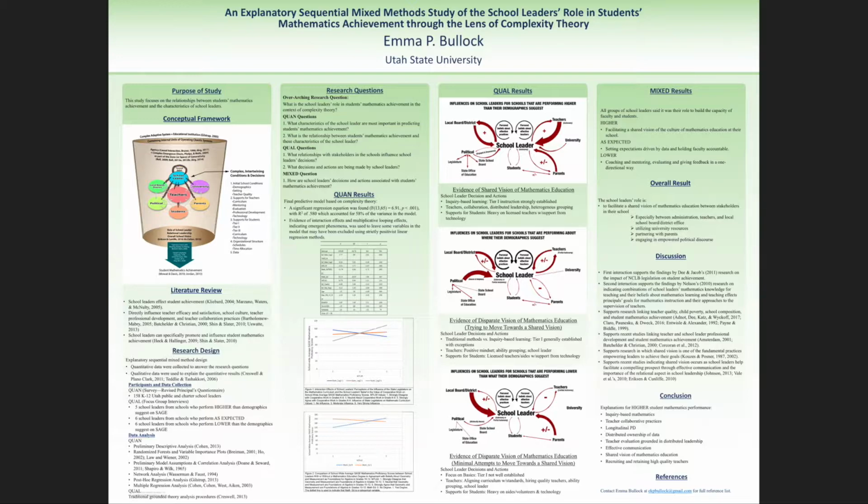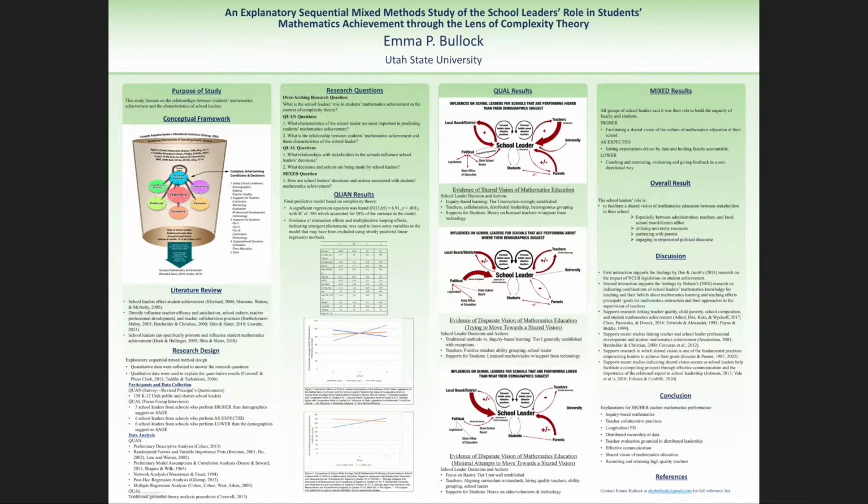So my conceptual framework has me modeling a school as a complex adaptive system, which is allowing for us to look at all the interactions that are happening between various stakeholder groups and how those are then influencing the school leader, and then how that's influencing the decisions and actions they're taking to try to change student mathematics achievement at their school. So basically, I used an explanatory sequential mixed methods design.